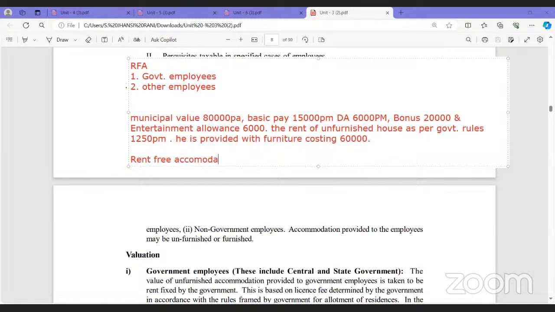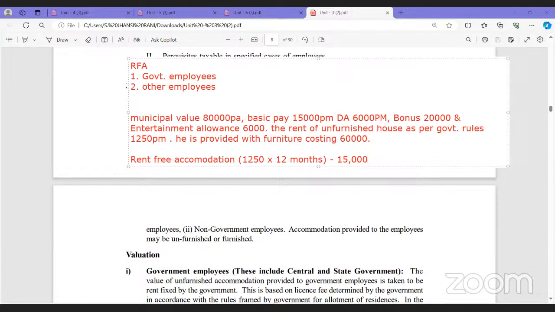Rent-free accommodation. And just look at your rent-free accommodation, what I said: rent as fixed by the government. What is the rent fixed by the government in this question? 1250 per month. So 1250 into 12 months comes to 15,000. Is it right? Yes, ma'am. 15,000. Whenever it is a government employee, it's very clear: whatever the rent fixed by the government, that only will be taken.